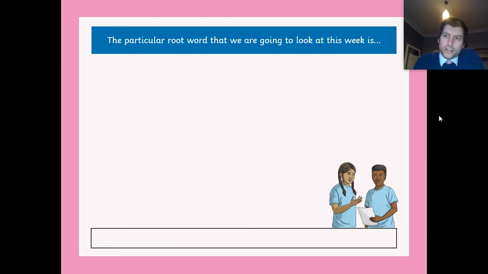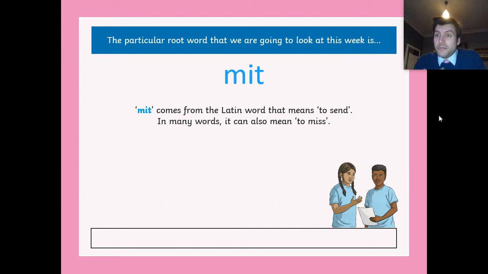Then this week's root word that we're looking at is the MIT. And this links to Latin. So when I was talking about our science, if you think about Carl Linnaeus, his binomial system of naming of animals was based on Latin. And the reason for that was around the world, lots of countries had or were still speaking Latin. And also science was primarily communicated about by using Latin as the language. So MIT comes from the Latin word that means to send. So in many words, it can also mean to miss.